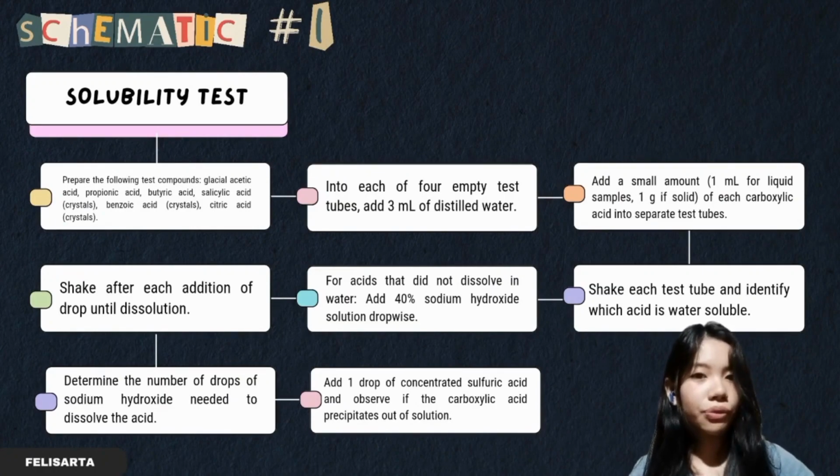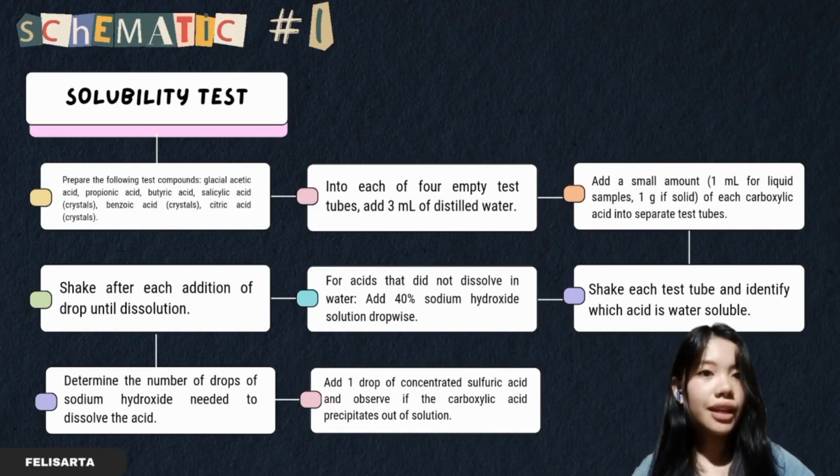First, prepare the following test compounds: glacial acetic acid, propionic acid, butyric acid, salicylic acid, benzoic acid, and citric acid. Second, into each of the 4 empty test tubes, add a small amount of distilled water. Third, add a small amount, 1 ml for liquid samples, 1 gram if solid, of each carboxylic acid into separate test tubes. Fourth, shake each test tube and identify which acid is water-soluble.